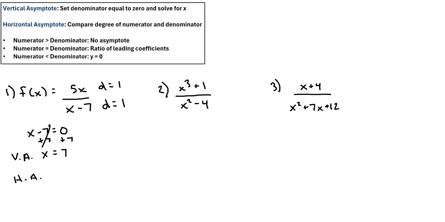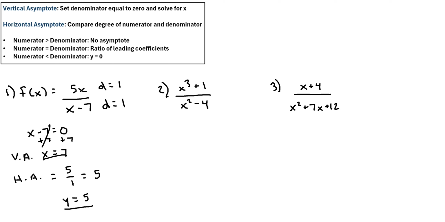So let's check out our rules of thumb here. We can see that when the degree of the numerator is equal to the degree of the denominator, we just take the ratio of the leading coefficients. So in this example, the leading coefficient of the numerator is a 5 right here, just whatever number is in front of that x. And then in the denominator, the leading coefficient is a 1. So our horizontal asymptote would be the ratio of these two. So it would be 5 divided by 1, or just 5. So in this example, the vertical asymptote is x equals 7, and the horizontal asymptote is y equals 5.